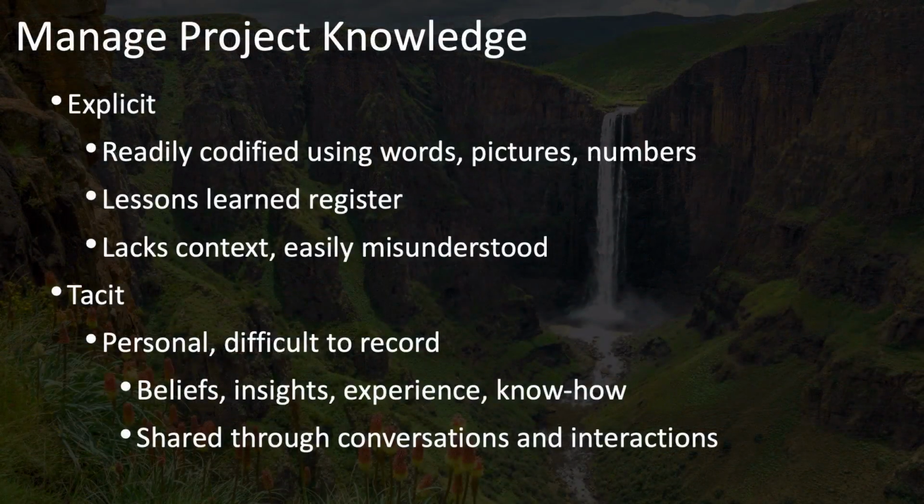Knowledge can be categorized into two categories: explicit knowledge and tacit knowledge. And as a project manager, you need to learn to manage both types of knowledge. Explicit knowledge is the kind of information that's easy to put into your Lessons Learned Register. Information that is easily codified into words, pictures, and numbers, analysis, reports, charts, all of that sort of thing. However, explicit knowledge can lack the context necessary to properly understand it, so it can be easily misunderstood or misapplied.